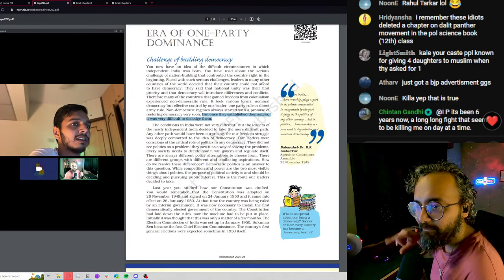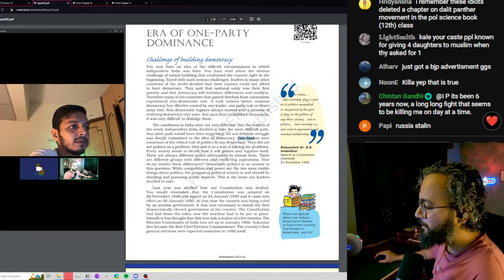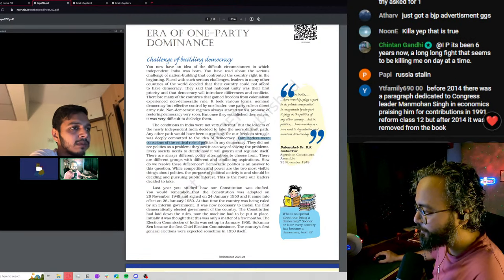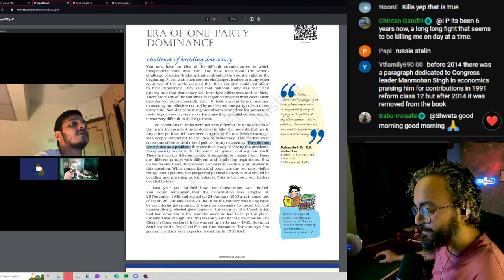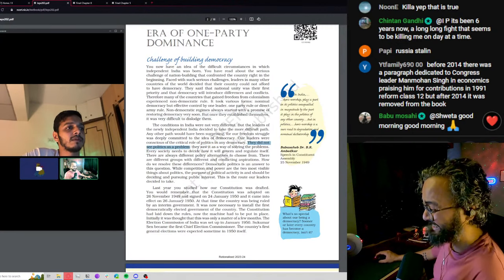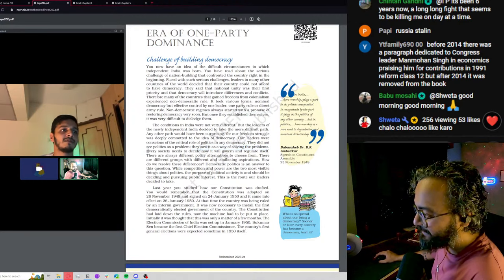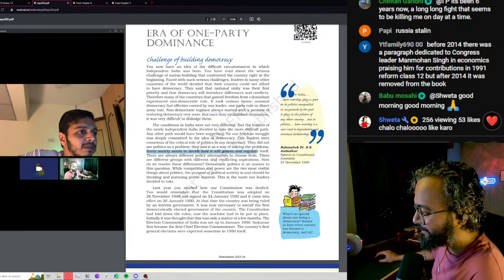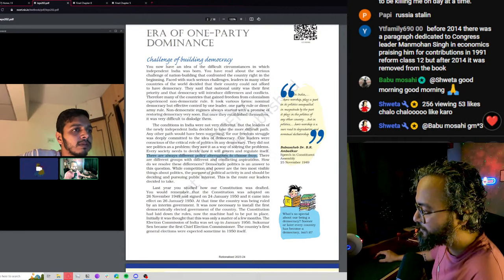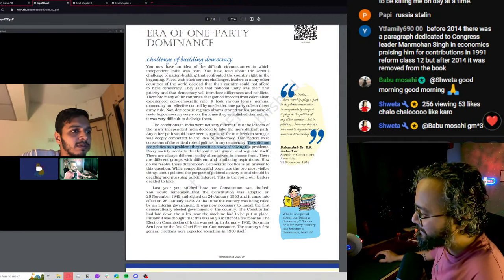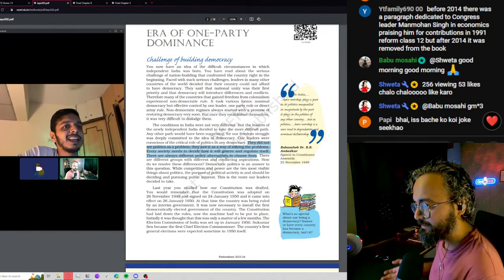No, there is this very, very good quote here, which was in the second paragraph. Our leaders were conscious of the critical role of politics in any democracy. They did not see politics as a problem. What? They saw it as a way of solving the problems. Every society needs to decide how it will govern and regulate itself. There are always different policy alternatives to choose from. I was like, ye bhi ek actually reason ho sakta hai delete karne ka. Now I'm just looking for reasons.